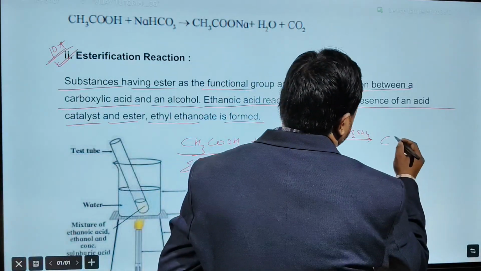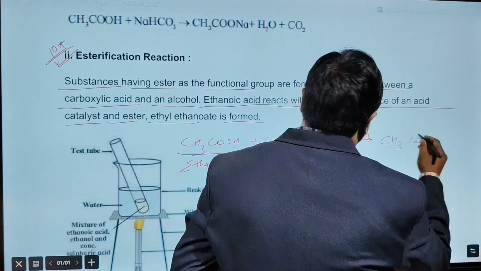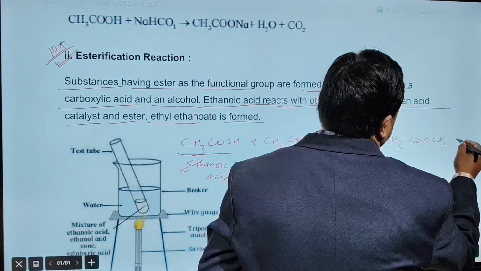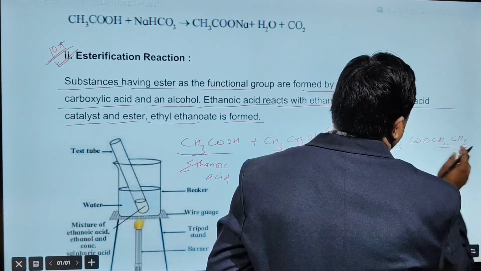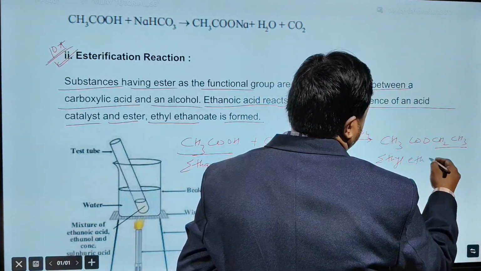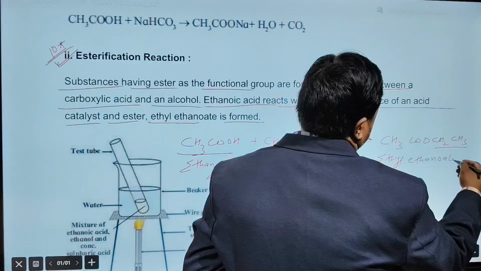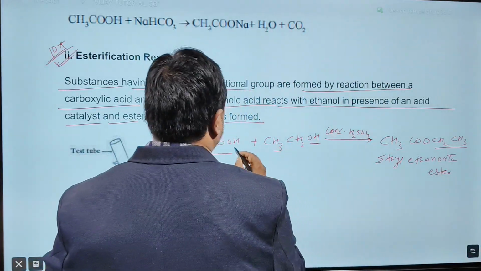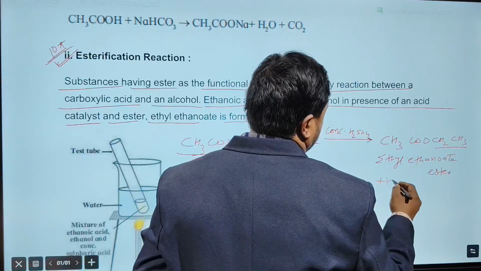CH3COO, here CH2CH3. This is called ethyl ethanoate. This is the ester, a fruity smelling compound. Plus, what will happen? OH and H will form water.